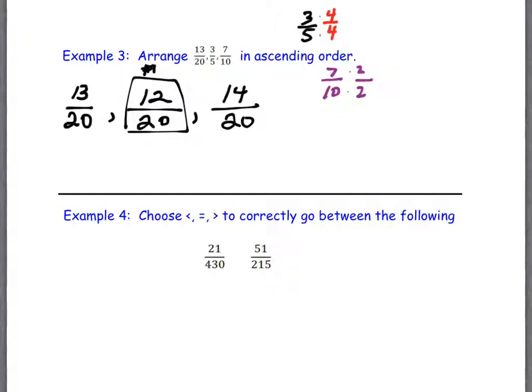Let's just write number 1 here. Here's number 1. Which one's second? 13 over 20. This one's second. And then this last one, 14 over 20, would be third.